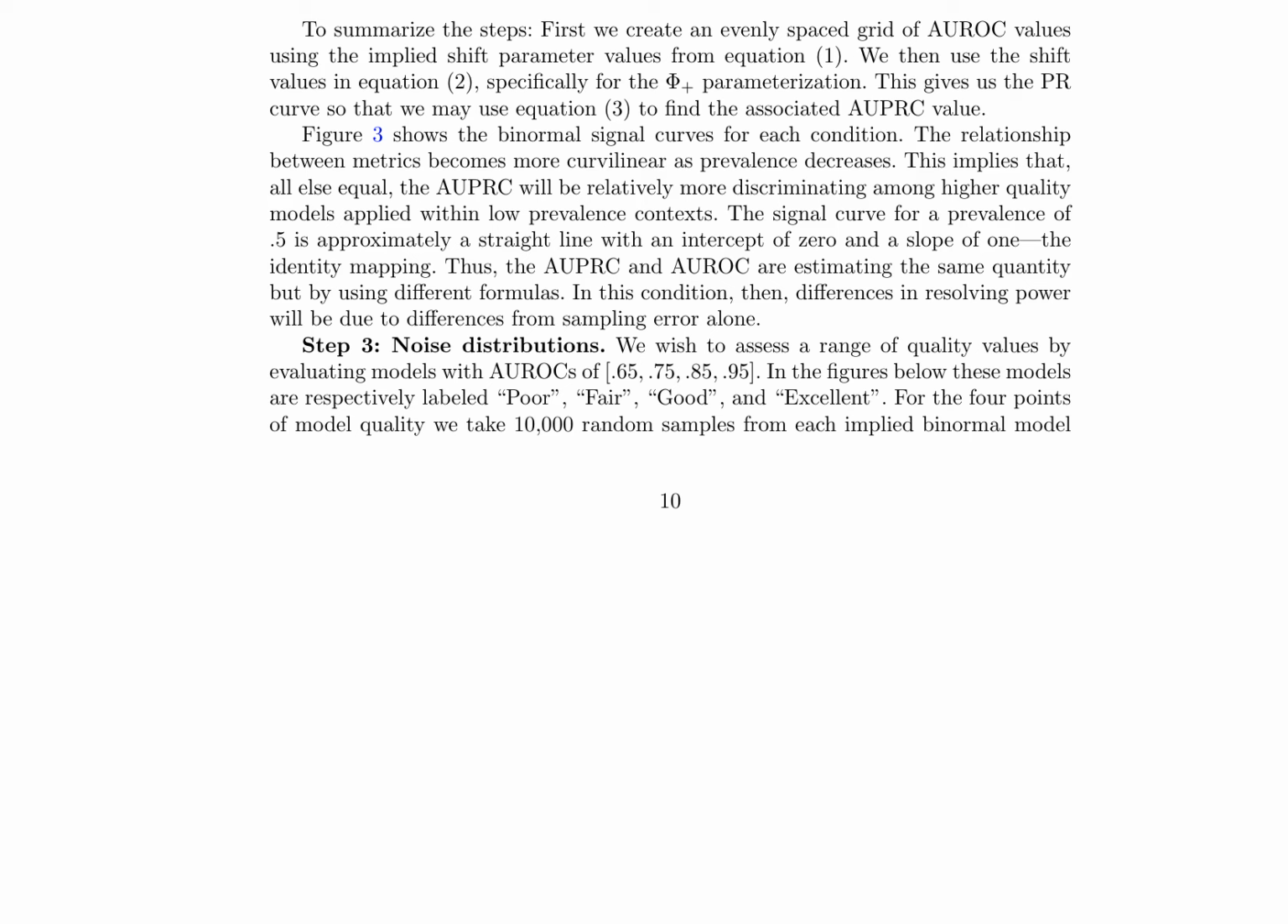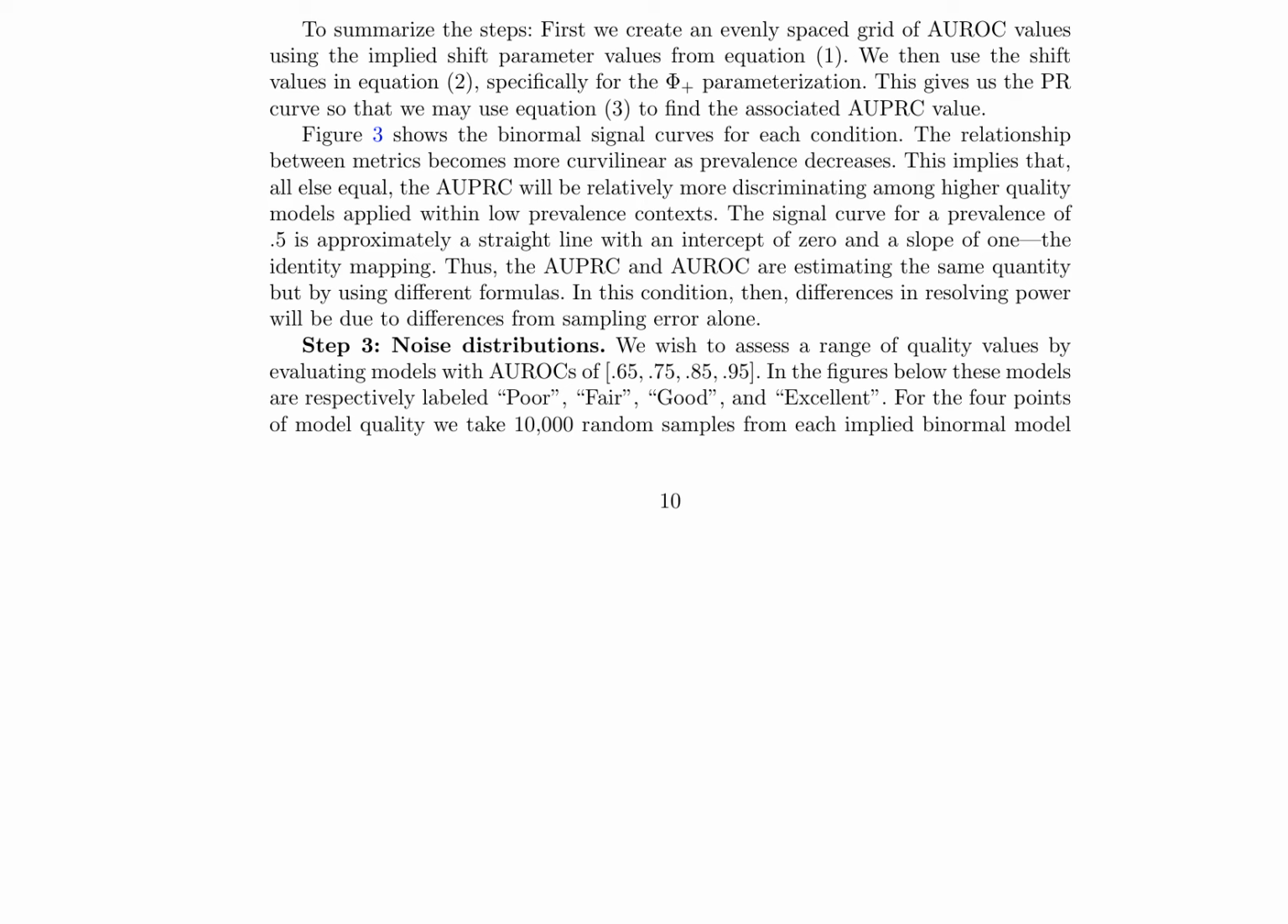This implies that AUPRC will be more discriminating among higher quality models in low prevalence contexts. In the special case of a prevalence of 0.5, the signal curve approximates a straight line with an intercept of 0 and a slope of 1, indicating that AUROC and AUPRC estimate the same quantity but using different formulas. In this condition, differences in resolving power will be due to differences from sampling error alone.